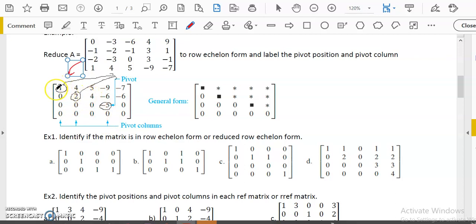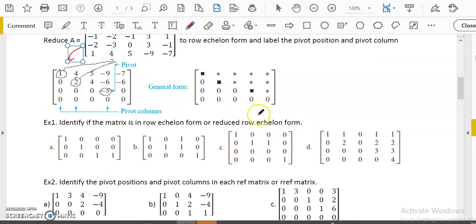You can see that this is the prefix position. This is the first non-zero entry, so this is a prefix position. Anything below it is 0. This is also a prefix position. We have 3 prefix positions, so we have 3 prefix columns. We usually identify it as a square in this book, the square being the prefix position, and the column that contains the square is called the prefix column.